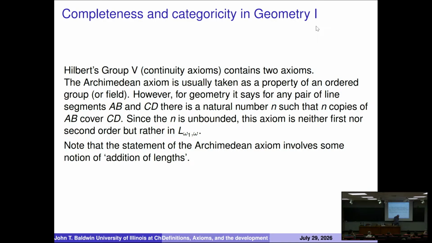Okay, and now making a distinction, the Archimedean axiom is certainly not first order. It's an L omega 1 omega axiom, and it's really about an ordered algebraic structure. I mean, a semigroup maybe would be enough. There's a related notion in terms of orders, which is widely studied, but it's not quite the same thing.